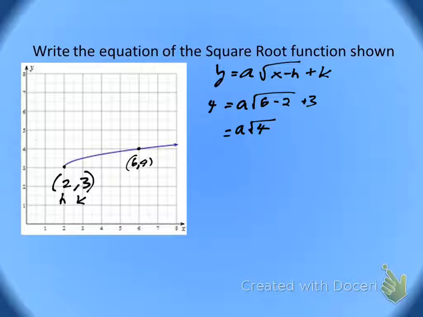Then you can subtract the 3 over. Make that 1. Now, square it? Square root of 4.